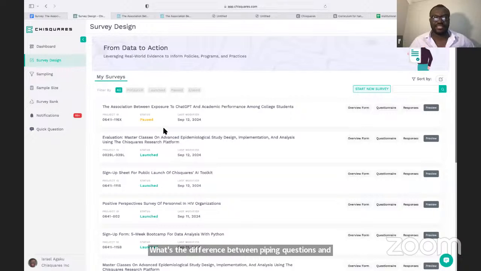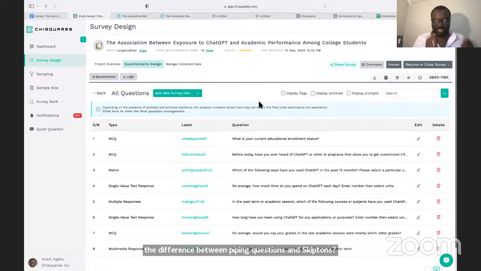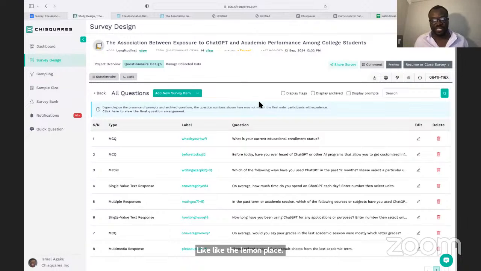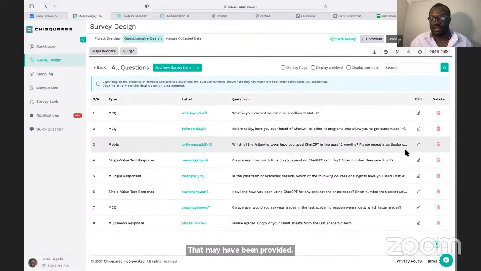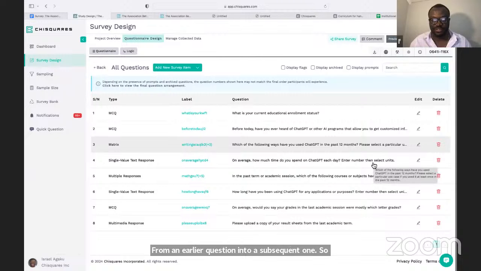A pipe, like the name implies, pipes things. Think of what a pipe does, right? A pipe carries water from one area to another area. So a piping question allows you to funnel answers that may have been provided from an earlier question into a subsequent one. So let's create a piping question so that it's more explanatory that way.